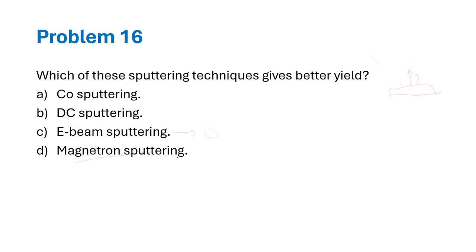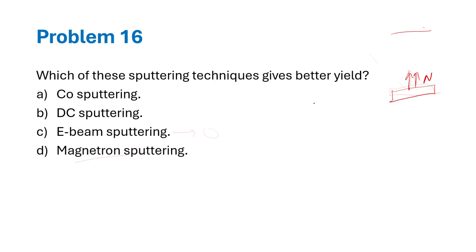So which of these sputtering techniques will give us a good yield? Can you please repeat what exactly was the sputter yield? So sputter yield is the number of target atoms that will come out of the target for the number of argon atoms falling on the surface. So let's say some n number of argon atoms are bombarding my target. How many target atoms will come out?